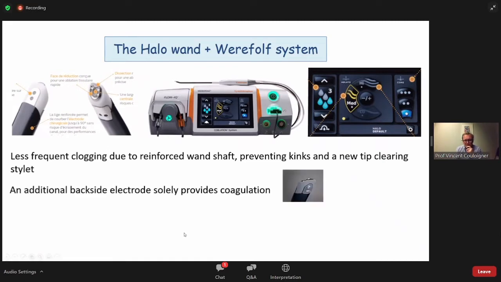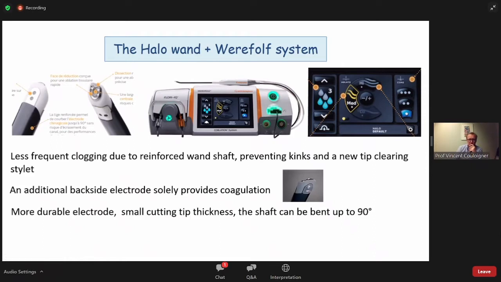There is an additional backside electrode which can coagulate. So it is very useful to coagulate the tissue from the back of the tip of the shaft, sorry. And the electrode has a higher durability. There is a small cutting tip thickness which enables you to be more precise in your surgery, and as I already told you, the shaft can be bent up to 90 degrees.